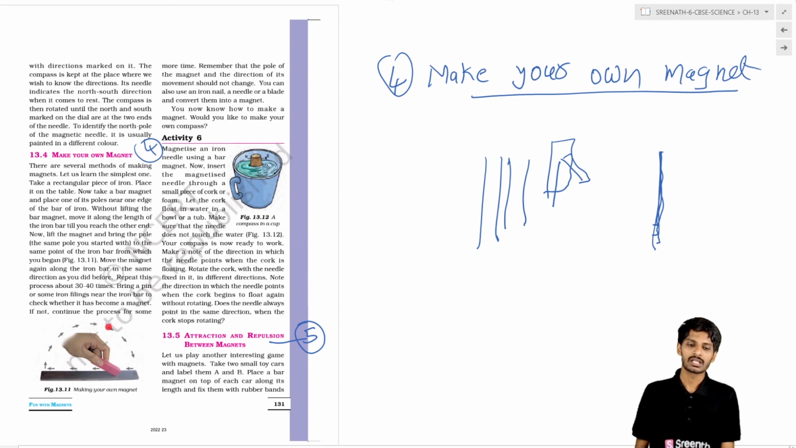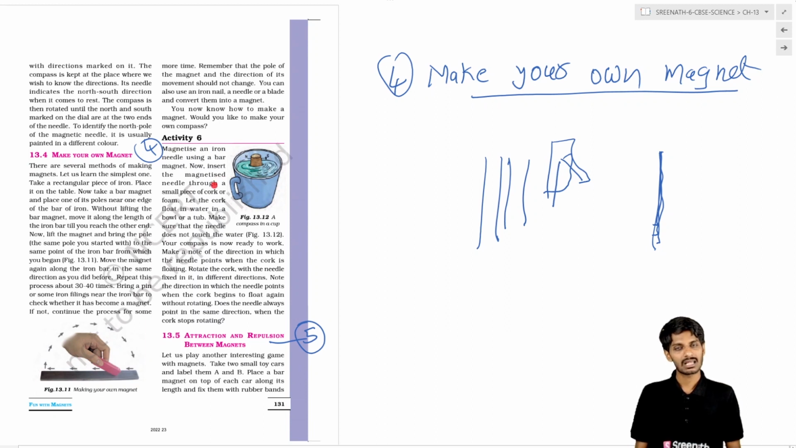After some time, remove the bar magnet and take this iron bar to the remaining safety pins, those magnetic materials. What will you observe? You observe that those magnetic materials are attracted towards this iron bar. Then what happened? This iron bar became a magnet. It gets magnetic properties, so it will attract magnetic materials. So in this way you can make your own magnet.